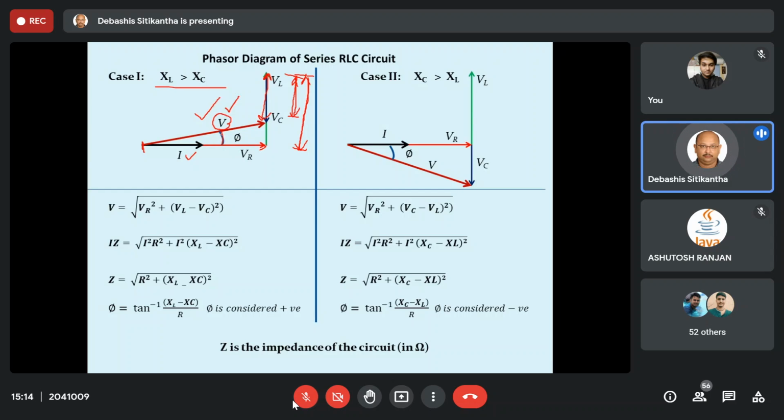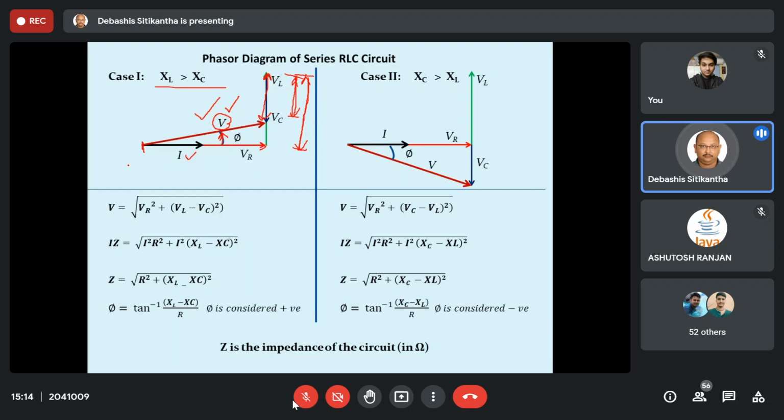Moreover, because I have taken this I as the reference, you can see the angle is in the anti-clockwise direction. So naturally, in this case, your phi is going to be positive. In other words, I can say this entire circuit is actually a net inductive circuit. Please note it, it is a net inductive circuit.